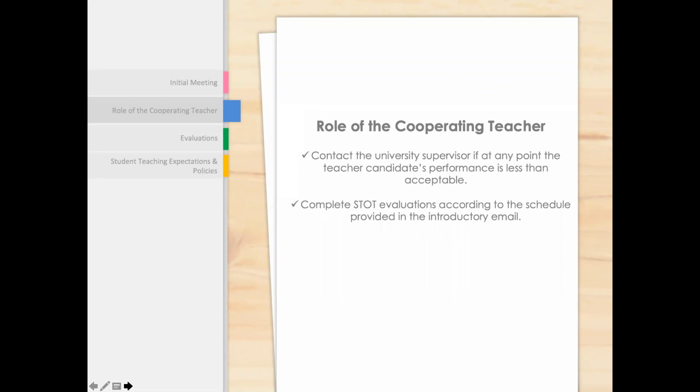Please contact the university supervisor or student teaching coordinator at any point if you have concerns about the teacher candidate's performance. University policy requires that teacher candidates be informed in writing if there are any concerns. Please work with the university supervisor and teacher candidate to outline appropriate remediation for concerns and review progress regularly. The final evaluation should not come as a surprise. It's often difficult but necessary to have hard conversations. The student teaching coordinator and director of teacher education are also available as needed for this purpose.